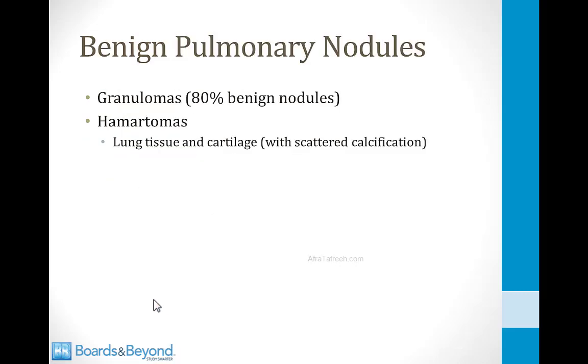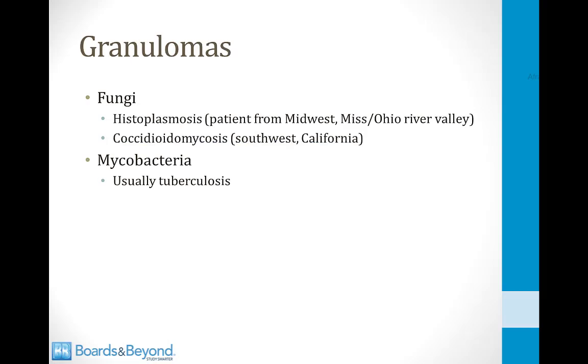So what are some causes of benign pulmonary nodules? One of the most common causes are granulomas, and we'll talk about that in a minute, but these are usually people who previously had tuberculosis. Another common cause is a hamartoma. Hamartomas are lesions that are made up of normal tissue, but it's disorganized. So a lung hamartoma is going to have normal lung tissue and cartilage that's disorganized with scattered calcification, and these are benign. The two reasons granulomas often form are prior fungal infections or prior mycobacterial infections.